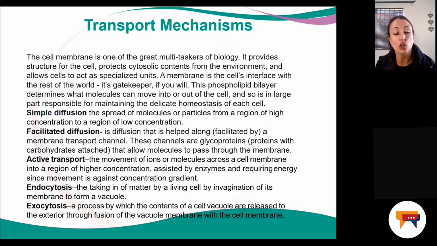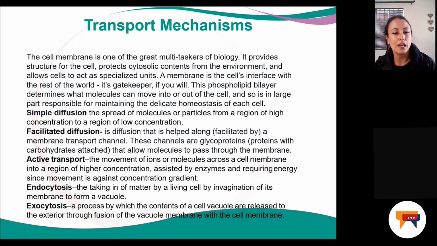Then we want to move to active transport. So active transport is now the opposite. It's the movement of ions or molecules across a cell membrane into a region of higher concentration. So it needs to be assisted by enzymes, and it requires energy since the movement is against the concentration gradients. So if you're basically swimming upstream, you're going to need a lot more energy. You're going to need a lot more assistance than what you would need if you were doing what is natural. And what's natural is diffusion, and active transport requires assistance.